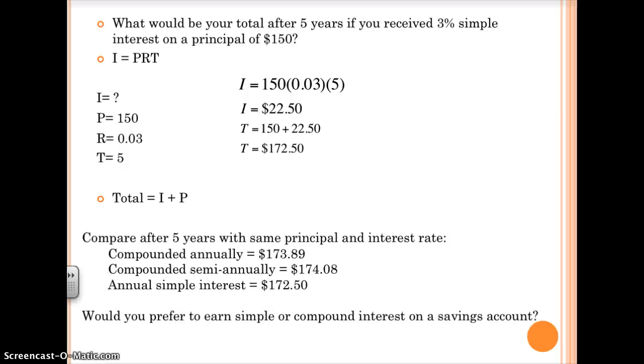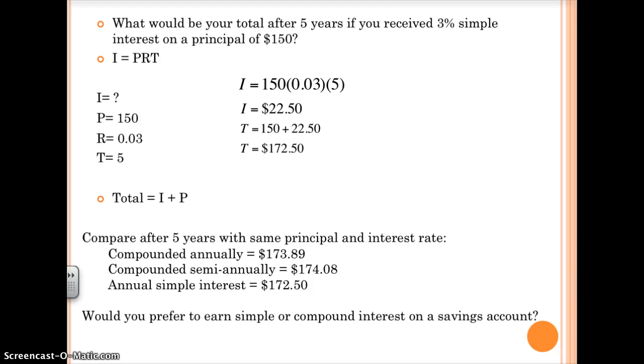So here's our 5 years all compared with the same principal, same interest rate. Compounded annually, $173.89. Compounded semi-annually, $174.08. And simple interest, $172.50. So I'll let you draw some of your own conclusions here, and there are obviously a lot more things we could do. Like I said, we could compound it quarterly, which would be 4 times a year, monthly, daily, weekly. We could try all kinds of things.